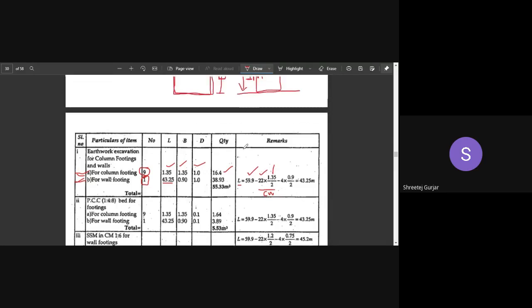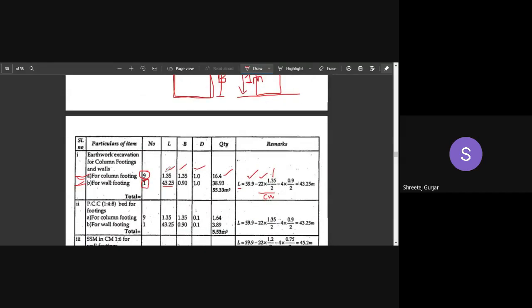So for a wall footing, for length, I've told you we need to use this formula. It is CL, that is center line length, which we have calculated, minus N, that is 2, into width by 2. This part of the formula is for column to wall junctions. So we need to use the width of your column. Width of your column at your excavation is how much? It is 1.35, right? So that is what we will use here.